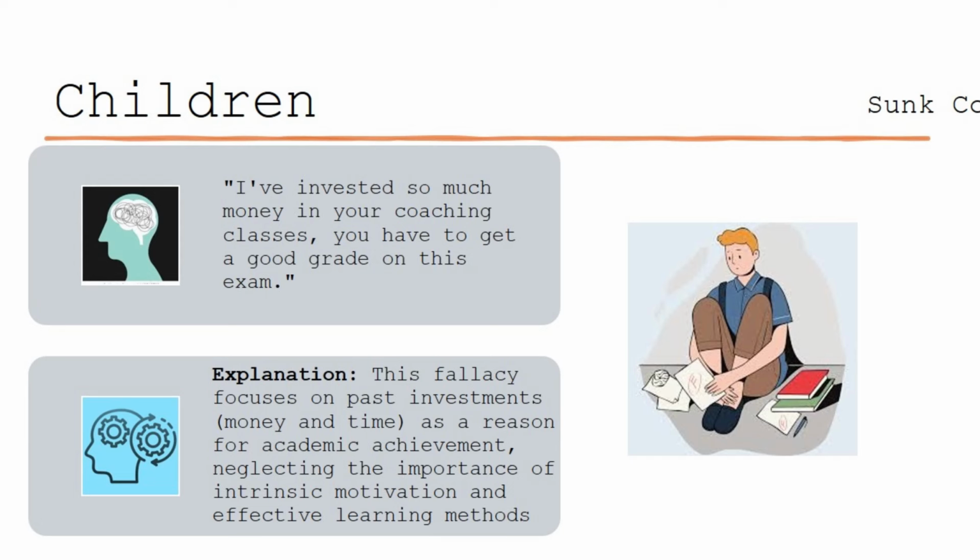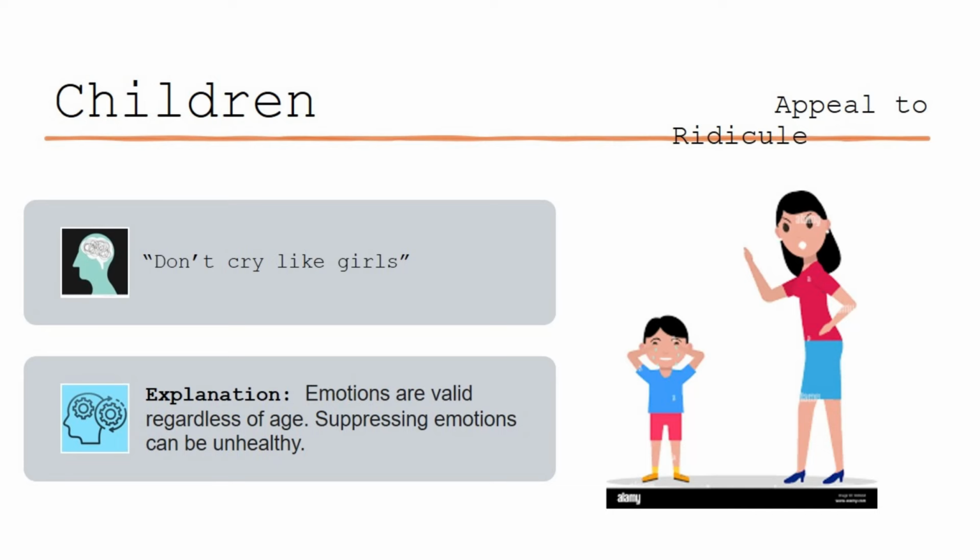And now, sometimes we threaten children like, see, I've already invested so much money in your coaching classes, you have to finish this course. So this again is coming from a sunk cost fallacy. You're neglecting the child's motivation. This is a common example, don't cry like girls. This is an appeal to ridicule because emotions are valid regardless of age or gender and suppressing emotions can be unhealthy.